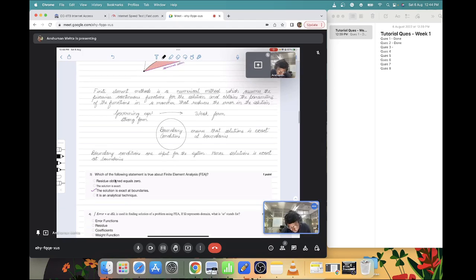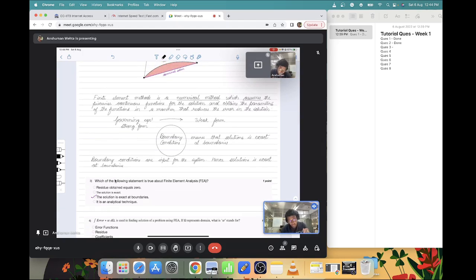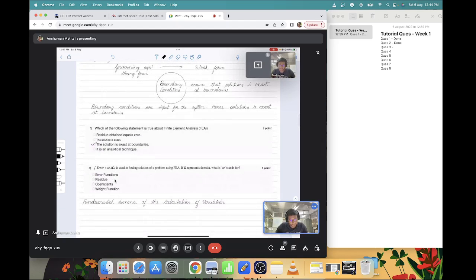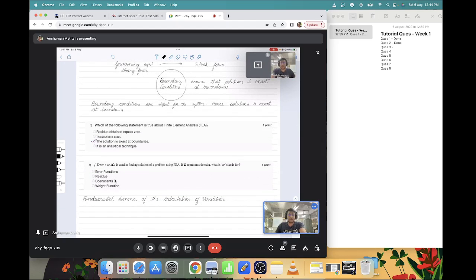Alright, so let us revise the question again. Which of the following is true about finite element analysis? The residue obtained equals 0, so false. The solution is exact, false. The solution is exact at the boundary, true. It's an analytical technique, false. Alright, so we are done with question number 3.